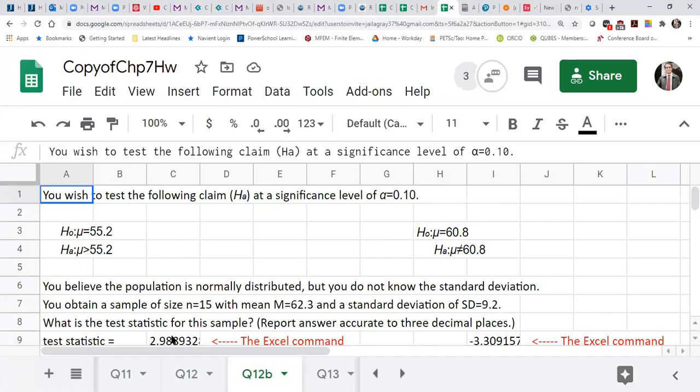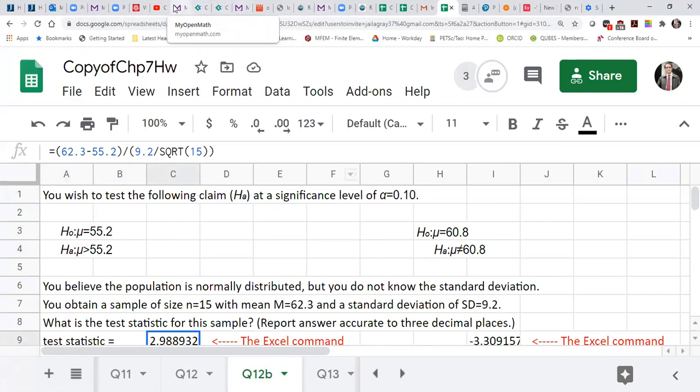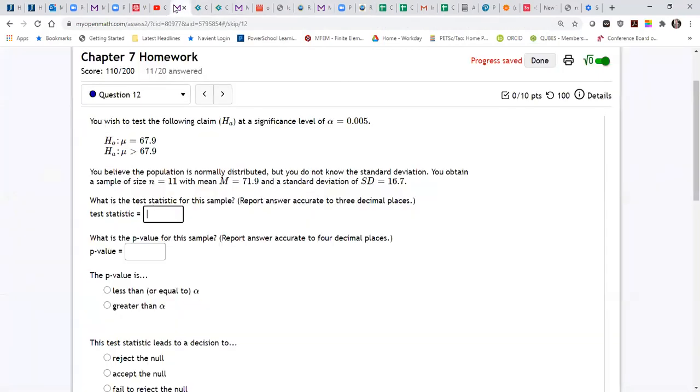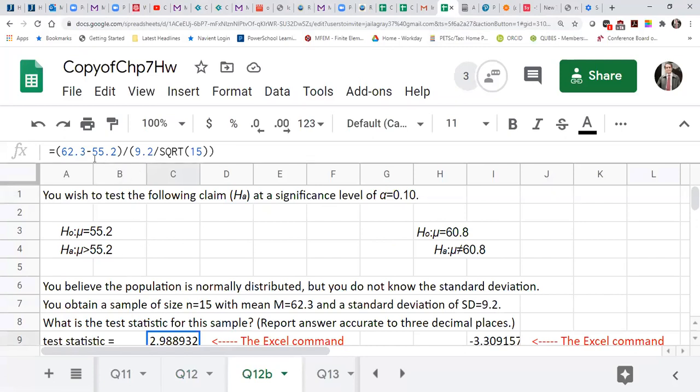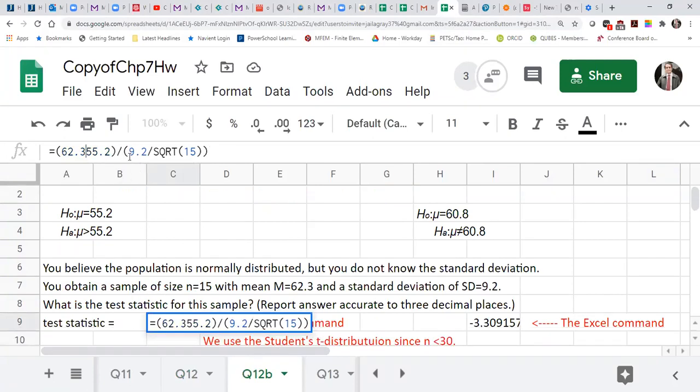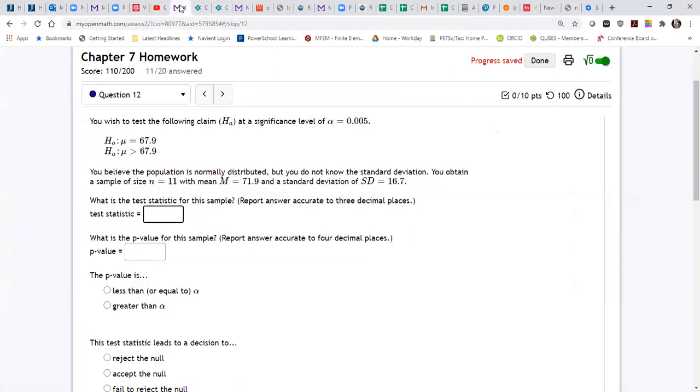Okay, so the test statistic here will be, you need to put what is the mean, right? The mean is the m, so equal to 71.9. Minus, 71.9 minus 67.9, right?